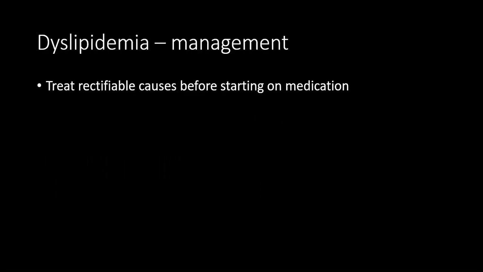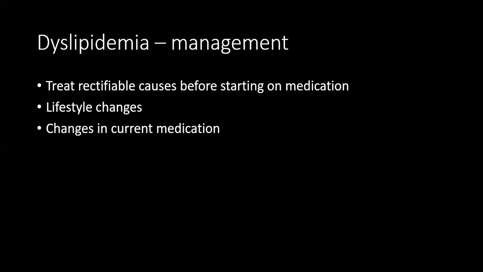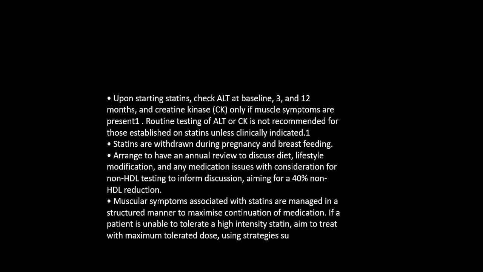So the management. We want to be able to treat the rectifiable causes before starting on medication. So we want to, again, make sure that there's no medication that they're on that might cause this. If there is, see if we can find an alternative. If it's due to their lifestyle, then we can give them a health program to get them eating healthier, doing more exercise, lifestyle changes and changes in current medication. However, a high-risk individual from the Q-risk score that we spoke about earlier will require statins.